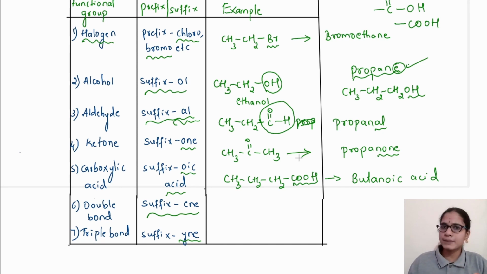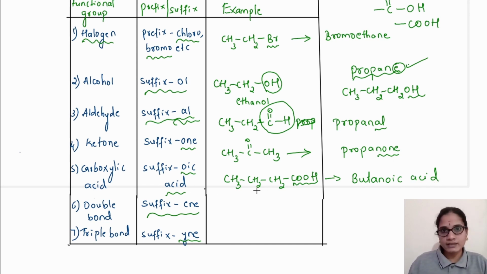If it was a simple hydrocarbon, we would have used butane, but it is not a simple hydrocarbon. There is a presence of a functional group here, so we are using the suffix "oic acid." Yes, this is butanoic acid.